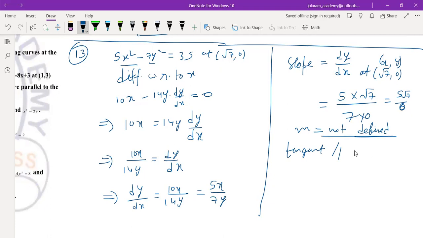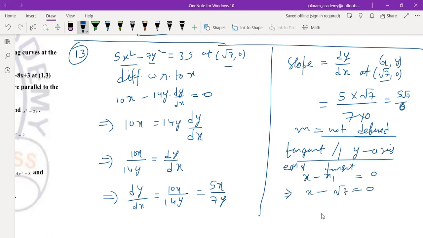So the tangent is parallel to the y-axis, and any line which is parallel to the y-axis is given by the equation x minus x1 equals 0. Equation of tangent is x minus x1 equals 0, that is x minus root 7, as the x1 of the point of contact is root 7. So the equation of tangent is x minus root 7 equals 0.